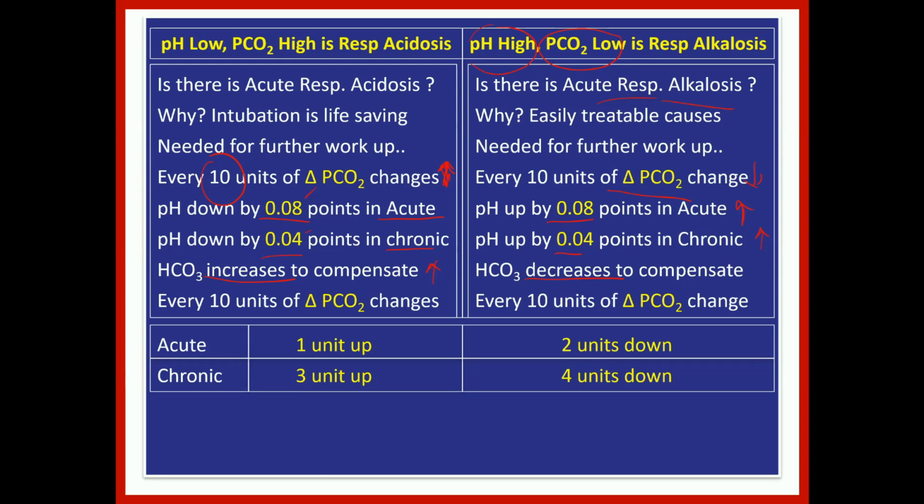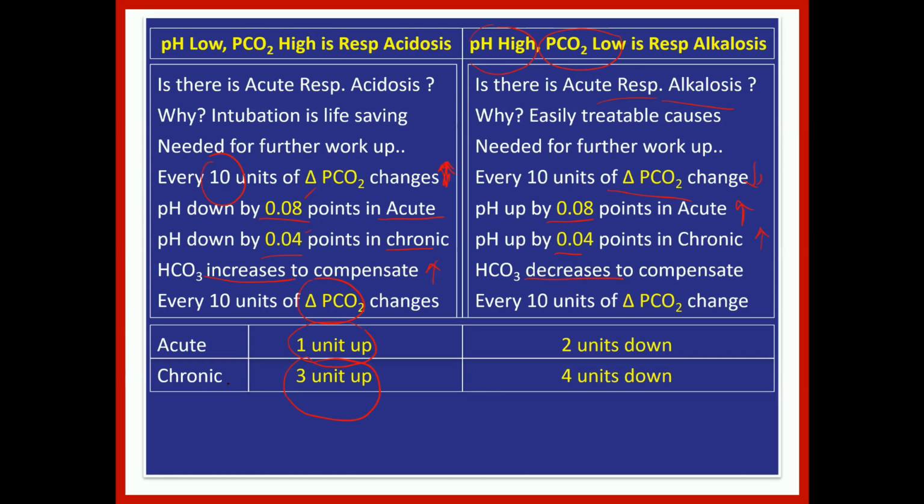Acute: the change is for every 10 units of PCO2 change. Here the PCO2 of course is going up. For every 10 units increase, there will be an increase in the bicarbonate because they go in the same direction: 1 unit up. In chronic, time is there. For every 10 units, the compensation is 3 units up.